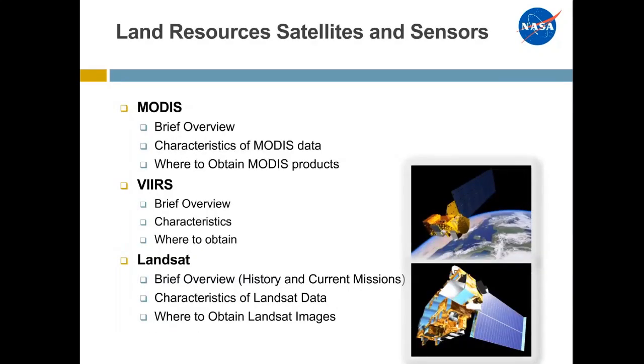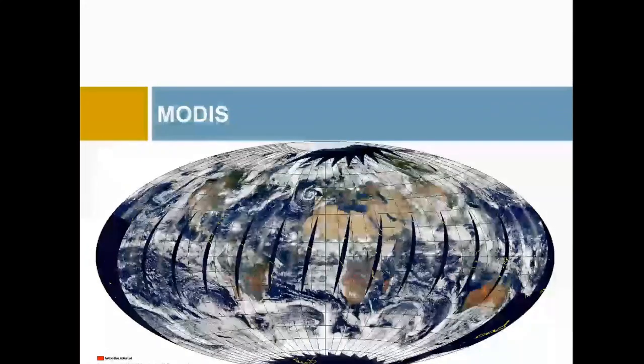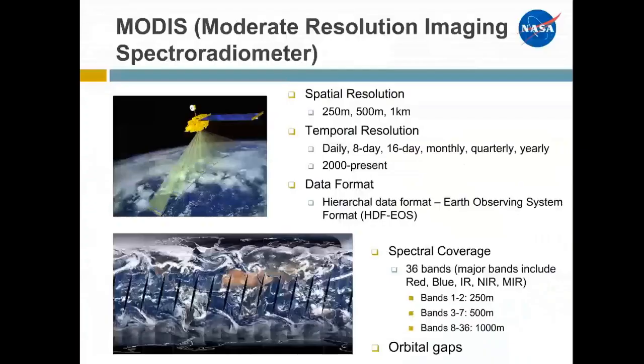Next, we are going to discuss the specific satellites and sensors. We will start with a brief overview of the primary sensors for land management, Landsat, and MODIS. Then, talk about the characteristics of the data and where to obtain the images and products. First, I will discuss the MODIS instrument.